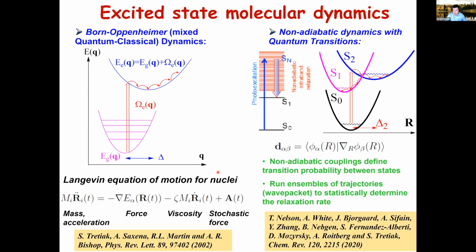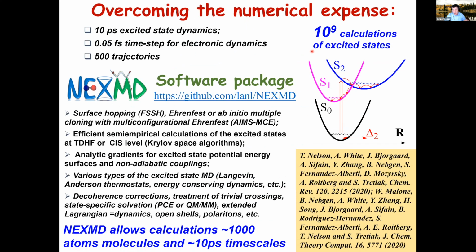So as we have heard today many times, we are talking about non-adiabatic transitions between excited states, and modeling this is very complicated and computationally expensive. So in our group, for a number of years, we have been developing machinery and the code, the NEXMD code, which allows us to address the 1 billion times increase in computational complexity when you're trying to model the non-adiabatic dynamics.